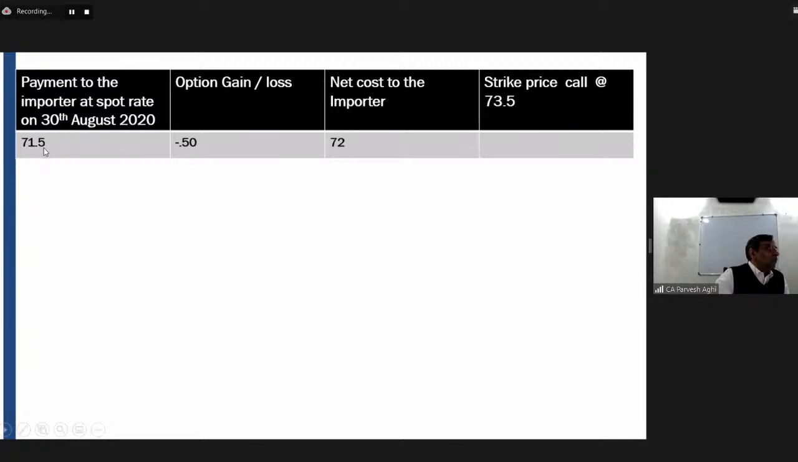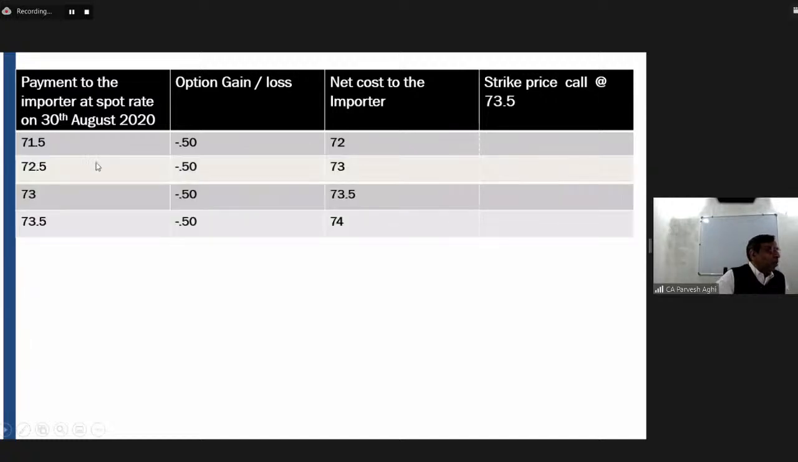Now, suppose it closes at 71.50, you're not going to exercise your call. So you're going to lose your premium 50 paisa because it is out of the money. So net cost to the importer will be 72. Okay, so you're getting the benefit. The price is 71.50. Of course, if you were not hedged yourself, you would have paid at 71.50. You would have been very happy, but you took a hedge also to cover your risk. So the price of the risk is 50 paisa. So overall net cost to the importer is 72.